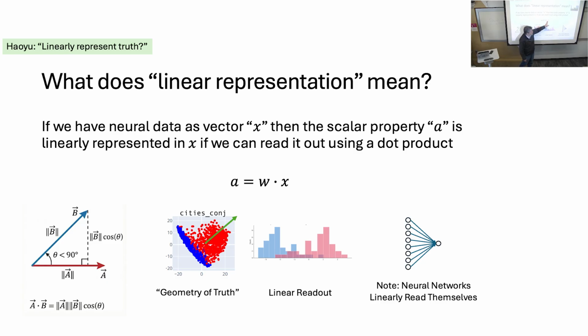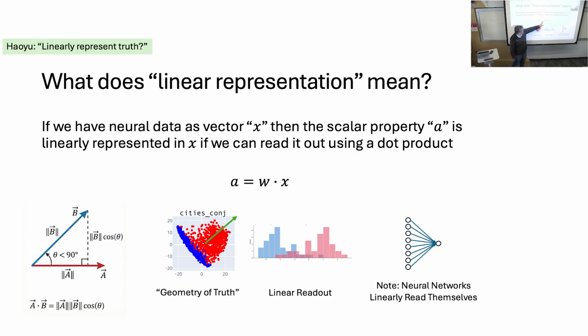What it means for something to be linearly represented in that vector is this: you've got some scalar, some attribute or property A that you care about, like, is this sentence true, or is this AI being truthful or not? That might be your scalar output. Maybe a big number means yes, true, and a small number means no, false.